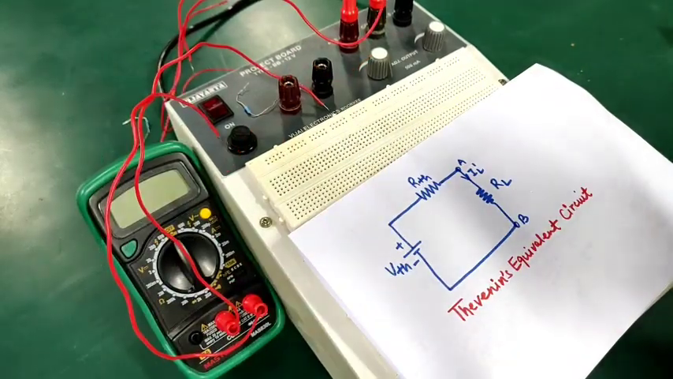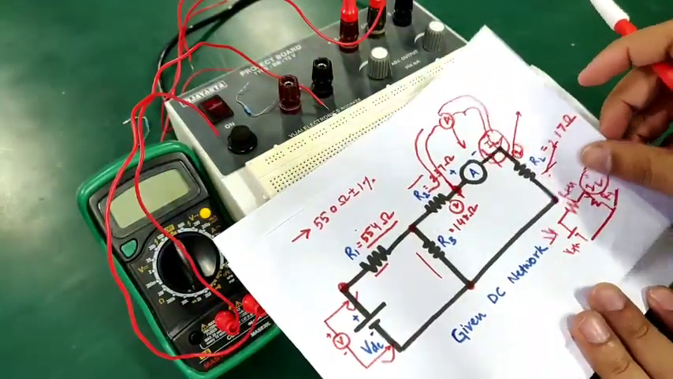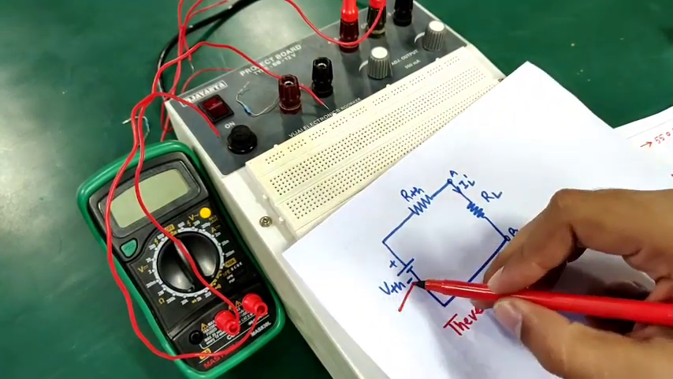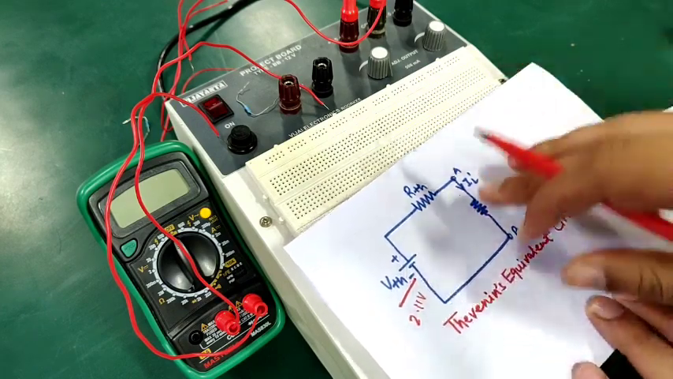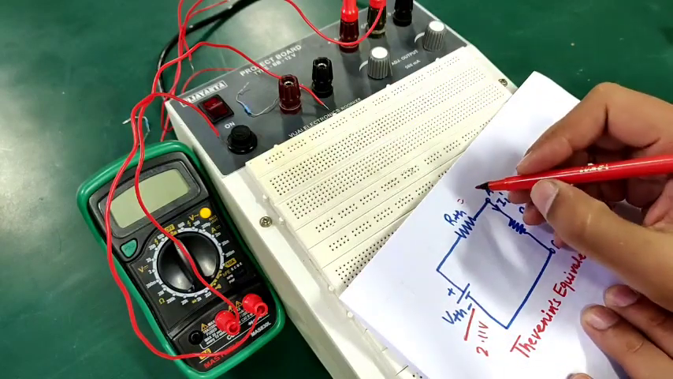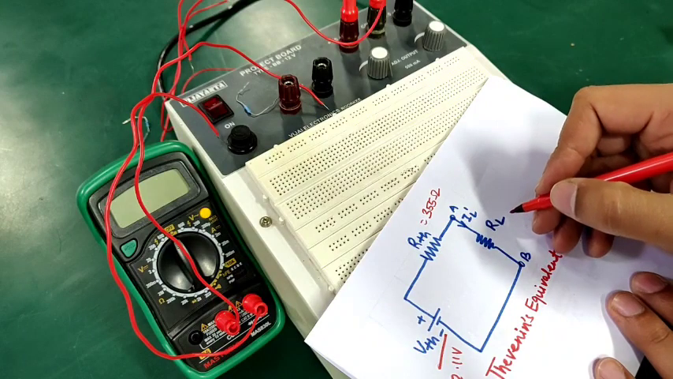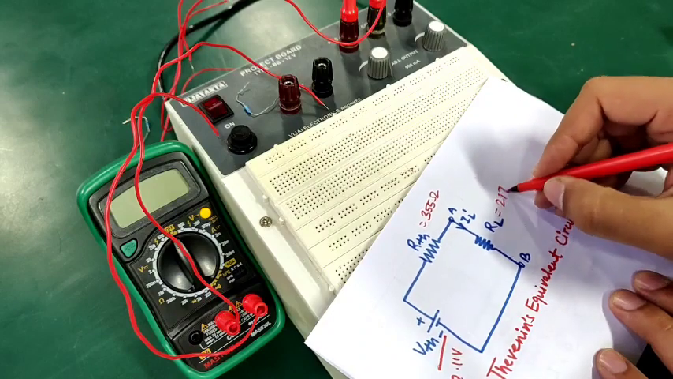So let us now move on to our last and very important step, which is calculation with the help of the Thevenin equivalent. Our complex network has been converted into a simpler Thevenin equivalent circuit, which comprises a voltage source VTH, which we have calculated as 2.11 volts, a resistance in series with it, which is RTH, approximately 355 ohms, and a resistance RL, which was in the first circuit as well, which is 217 ohms.